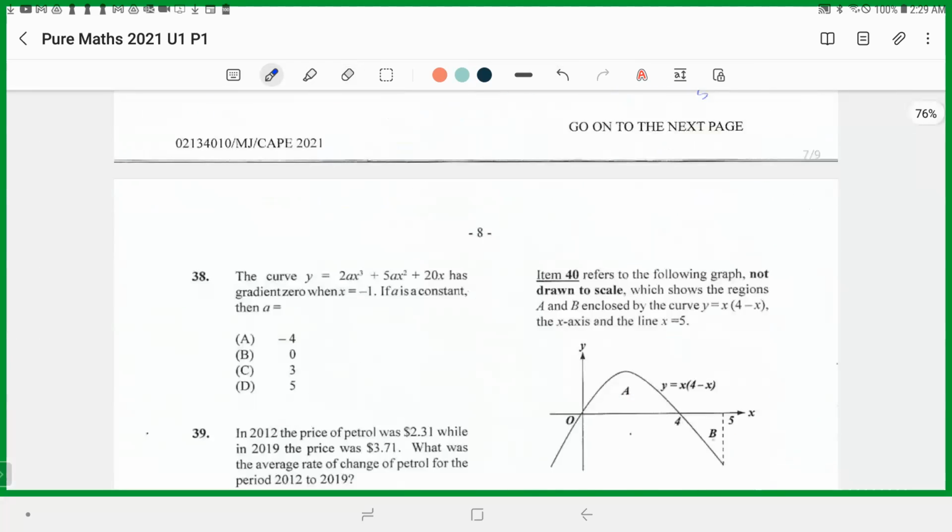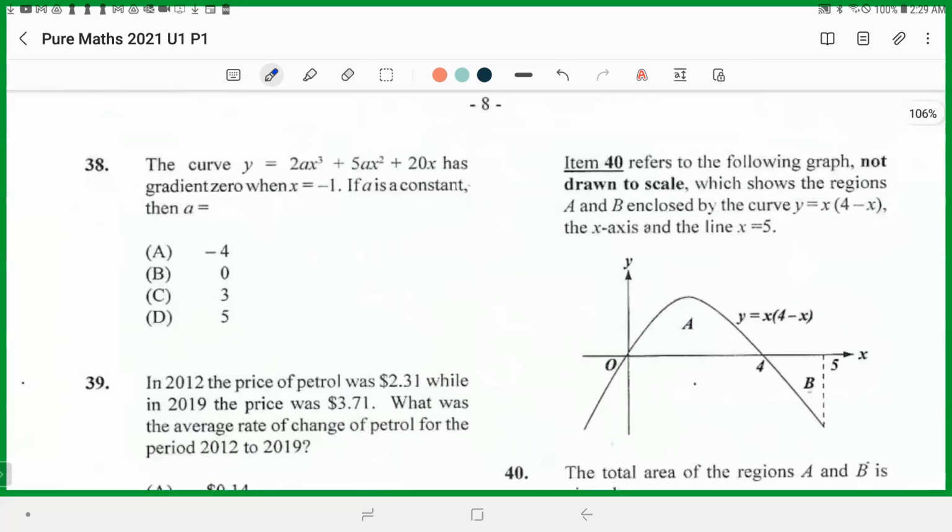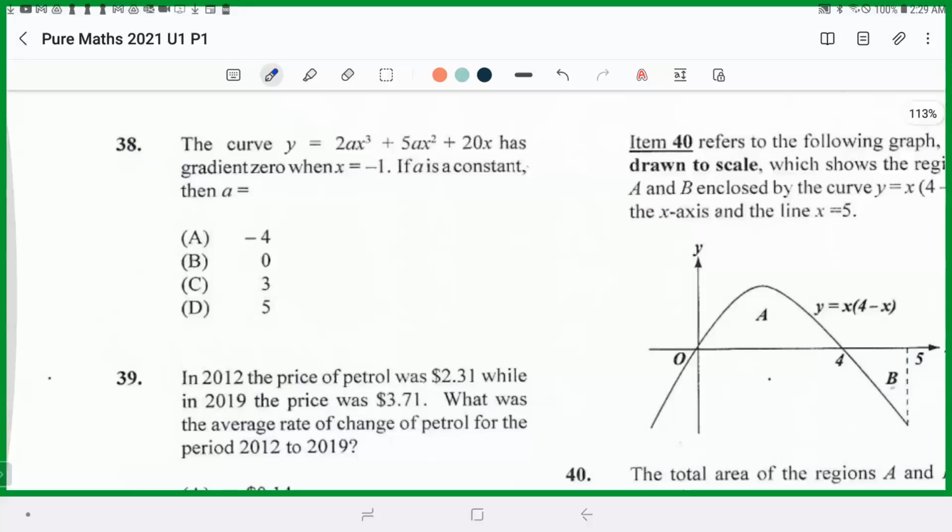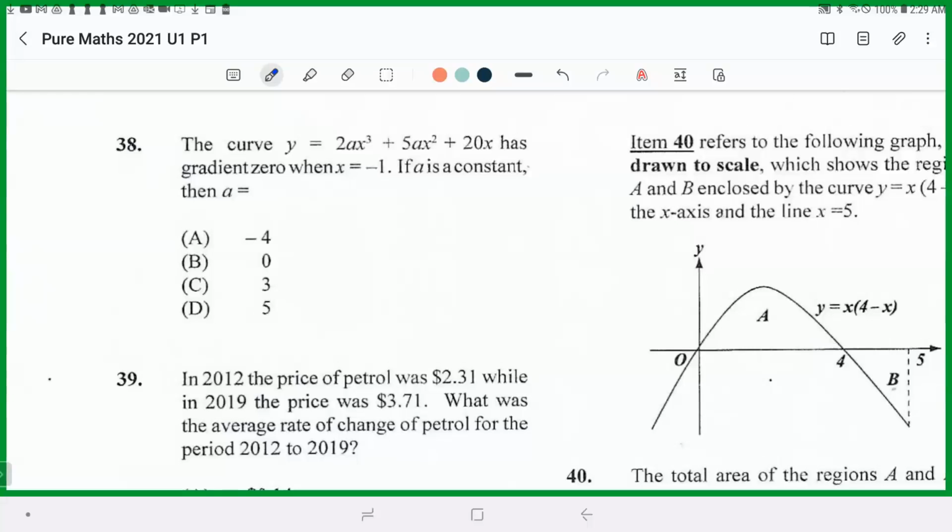Number 38. Coming up to the end now. It says the curve has a gradient of 0 when x equals minus 1. If a is a constant, what is a? A equals, so the gradient is dy by dx. This can tell us that the gradient dy by dx is 0 when x equals minus 1.